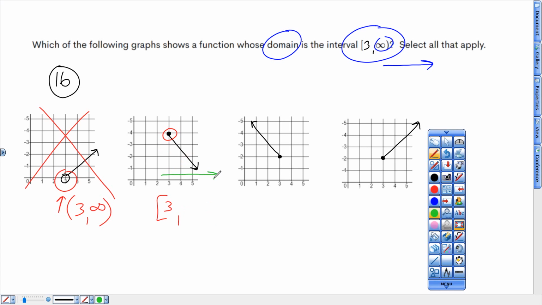I don't care it's going down. That's being measured left to right. That's going to the right. That is positive infinity. That one for sure works. Don't be faked out by that one.